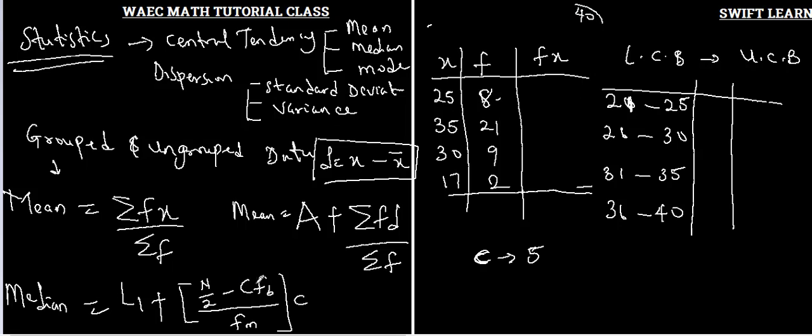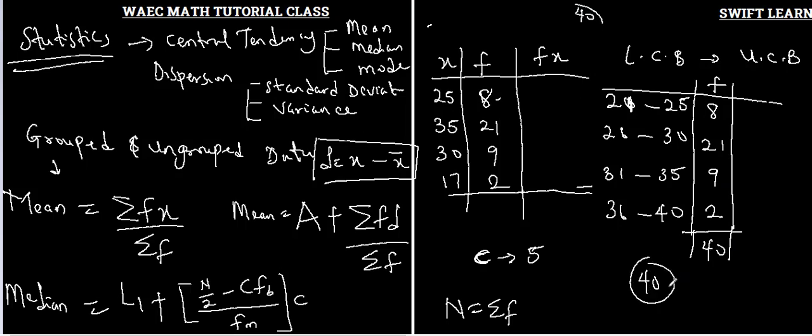Now what is lower class boundary? It means in your data you have the frequency, which you use to get N. N is always summation f. Get that clear? N is summation f. So let's say I want to get the median class. Let's say the summation f is 40. Okay, let's do it this way. I'm still using this frequency: 8, 21, 9, and 2. Now the middle number of 40 will fall between what?